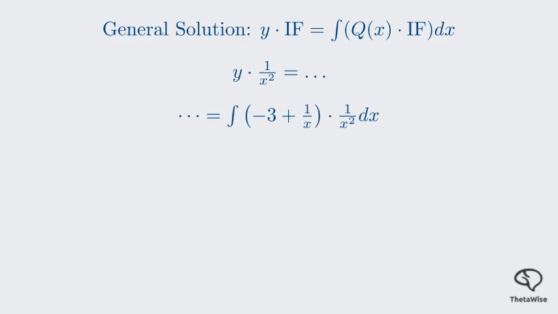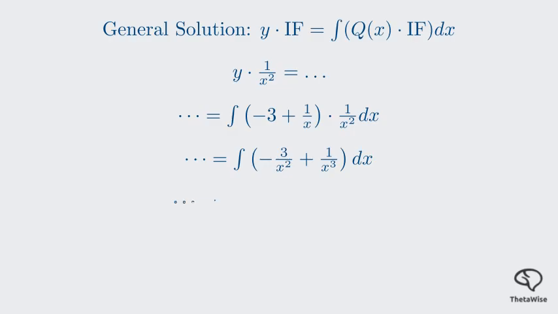Let's first expand the expression inside the integral. Multiplying through, we get negative 3 over x squared plus 1 over x cubed. Now we just need to find the integral of this. It's often easier to integrate terms like these if they are written with negative exponents. Let's rewrite our integrand.